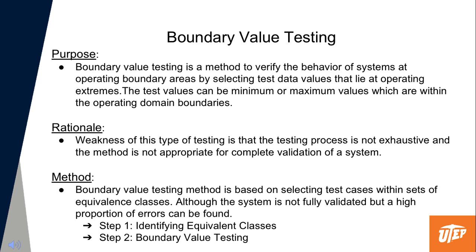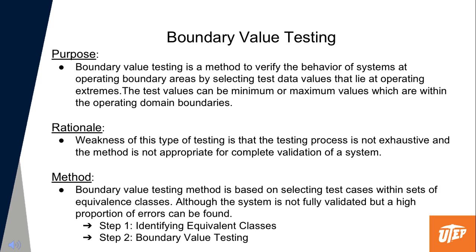Step 1. Identifying equivalent classes. This step entails dividing the input domain into equivalent classes of data. Under equivalence partitioning, we define a test case that uncovers classes of errors, thereby reducing the number of test cases required.